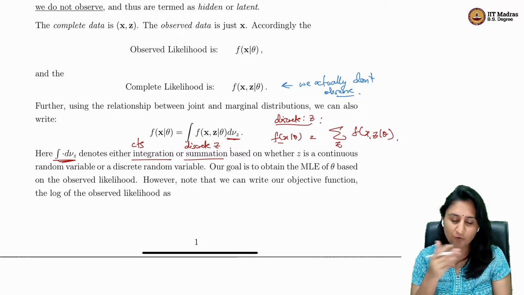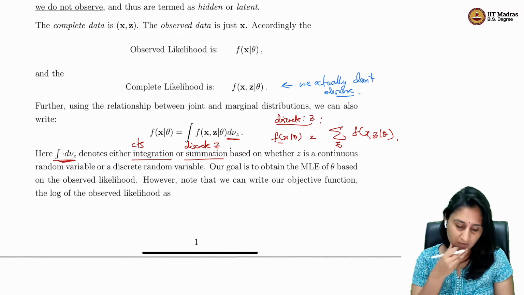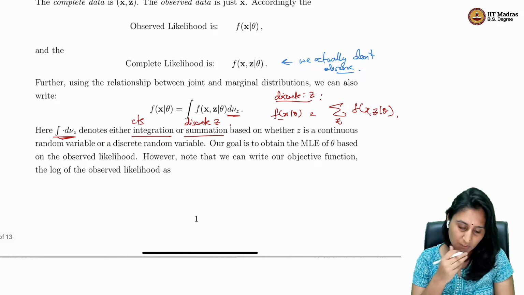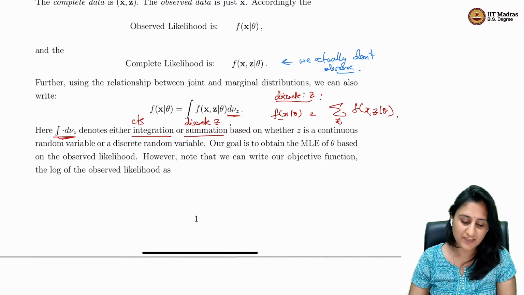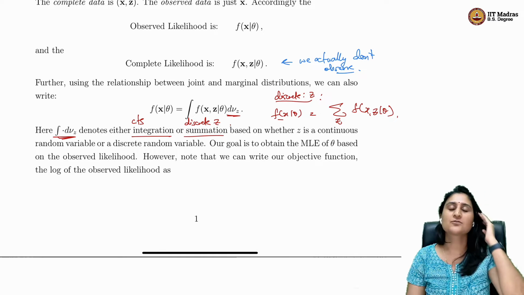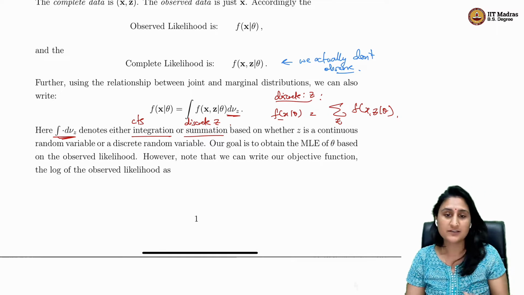And we'll see an example of both summation and integral in this video. So this dz is just a short way of saying that this integral can be an integration or a summation based on whether z is continuous or discrete.